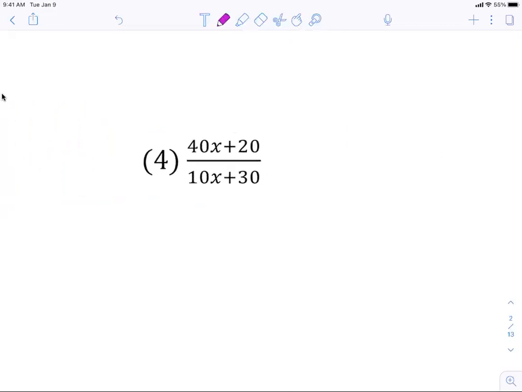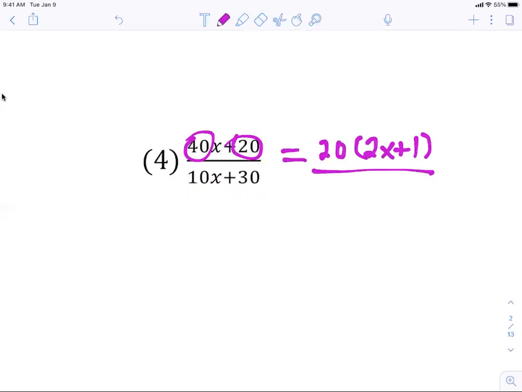Now, sometimes, like example 4, you kind of want to work your way towards that. These polynomials right now don't reduce. If I have a 40x plus 20, there isn't a 40x plus 20 on the bottom. But if you factor these and break them up into individual pieces being multiplied, that will help you simplify at the end of the day. So if I factor the top, if we take out a greatest common factor, I take out a 20 of those two pieces. Well, 40 divided by 20 is going to end up being 2, and 20 divided by 20 is going to end up being 1.